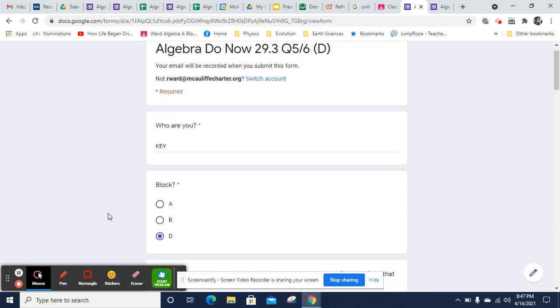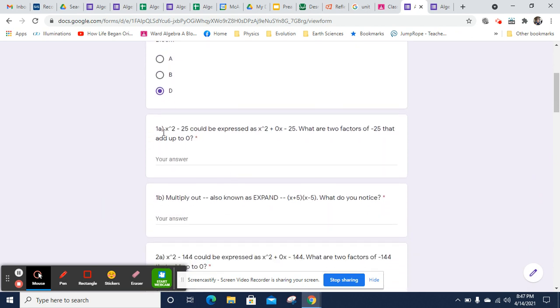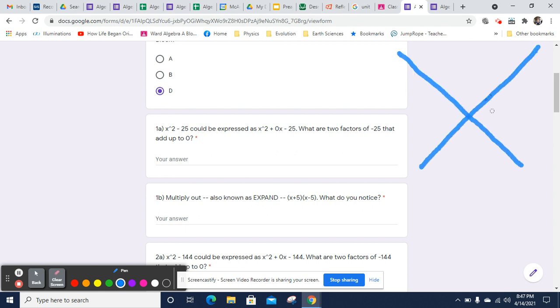So here we go. It turns out x squared minus 25 could be expressed as x squared plus 0x minus 25. So what are two factors of negative 25 that add up to 0? I'm going to make one of my x diagrams like this, and I'll put a little multiplication dot here and a plus here. Because what I need is two factors that multiply to make a product of negative 25, but add up to 0. And if you're thinking, well, 5 and negative 5 would do the job, you are right.